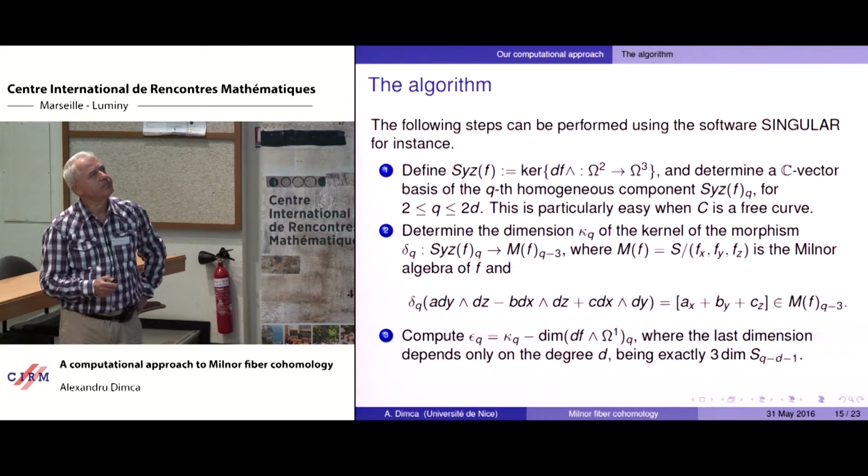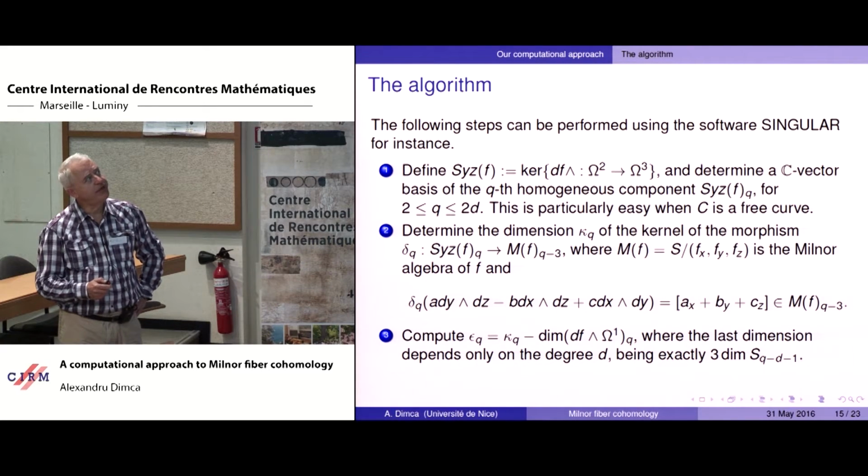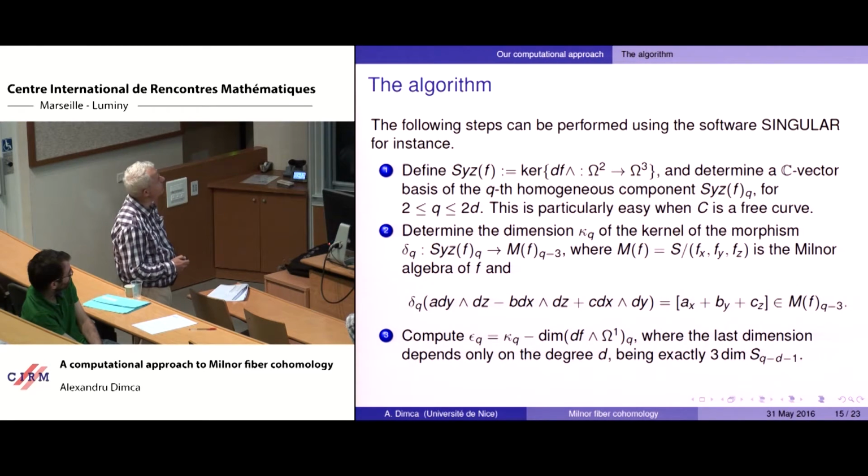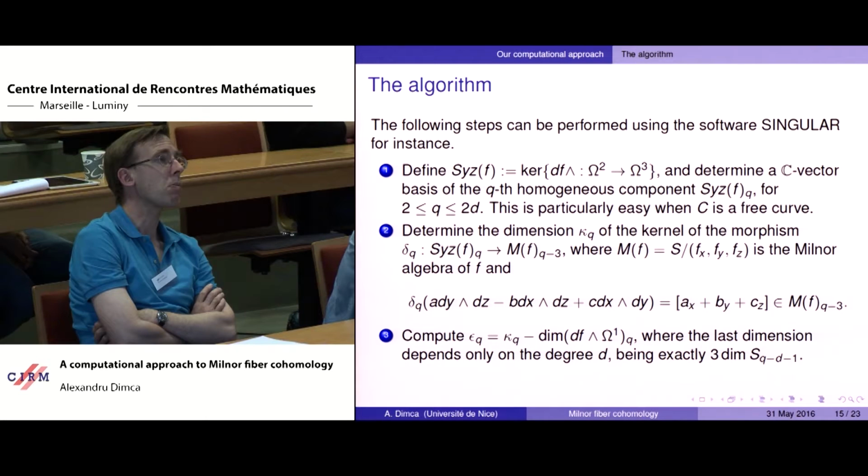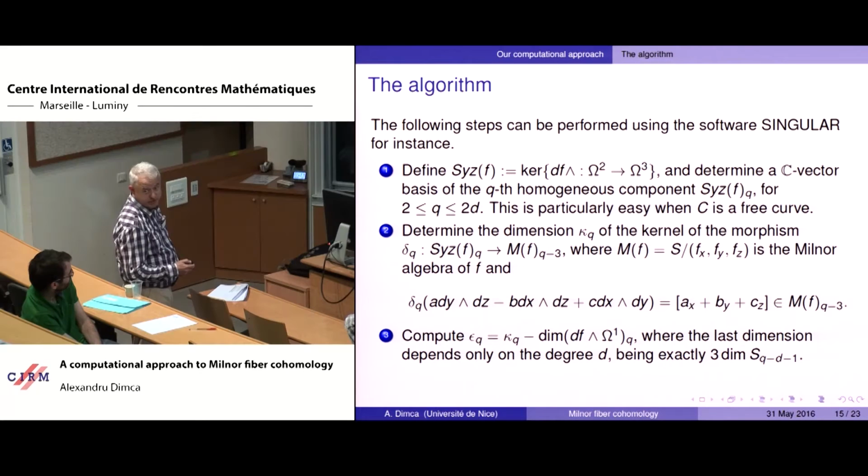And what is good is that computer software like Singular or Cocoa or other software give you rapidly generators for this S module. So this is not just theory, it works in practice. And in particular if C is a free curve, which means that this module is actually a free S module, then the software gives you a basis and you can compute precisely all the homogeneous components. Okay?